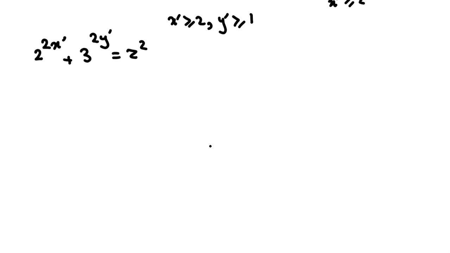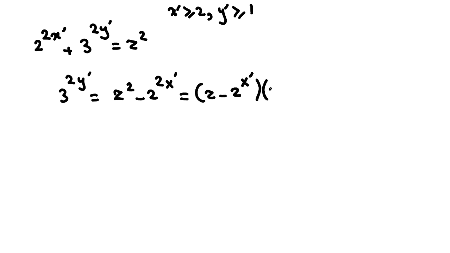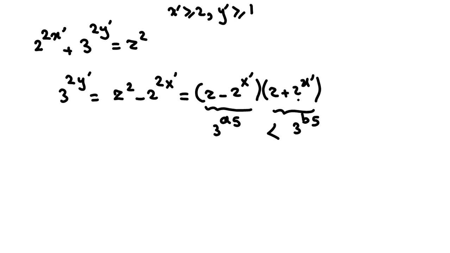And now we should focus on finding all the answers of this equation. Okay, now let's consider this part: 3 to the 2y prime equal to z squared minus 2 to the 2x prime. Both are squares, so we can say z minus 2 to the x prime times z plus 2 to the x prime. And now we consider these two numbers. Their product is 3 to the 2y prime. So for example, it is 3 to the a5, and this one is 3 to the b5. We know it is less than this because it is minus this, it is plus this.